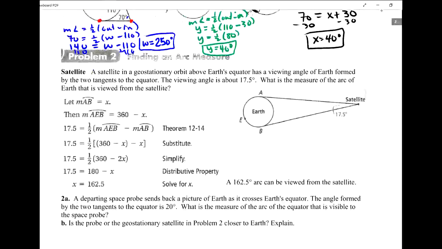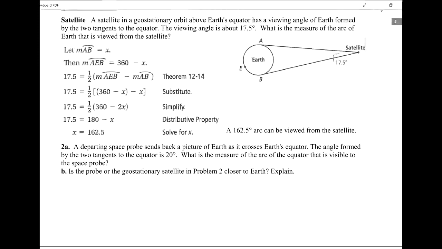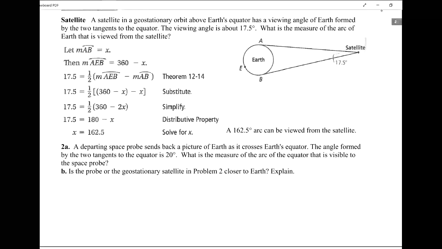How is this used? Well, satellite is a perfect example here. Satellite's a geostationary orbit. That means that it never moves. It's always looking at the same spot, and it has a viewing angle of the Earth formed by two tangents to the equator. So we're told these lines are coming in here tangent. And the viewing angle is about 17.5 degrees.